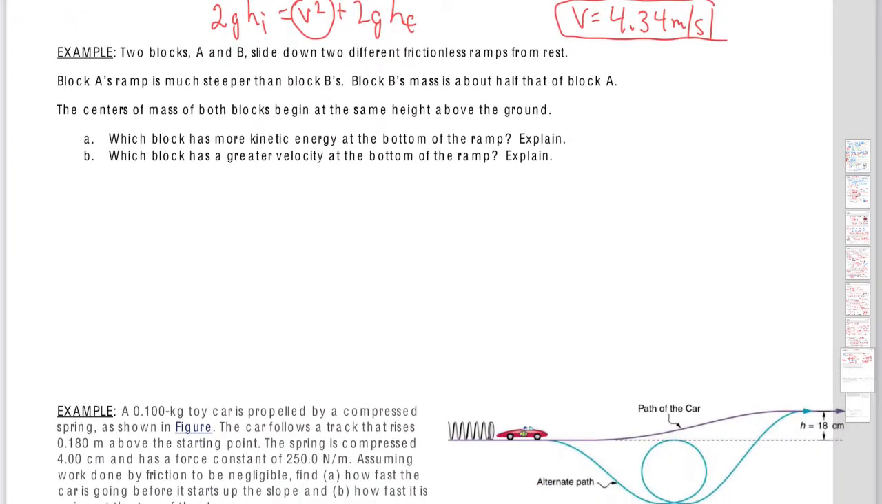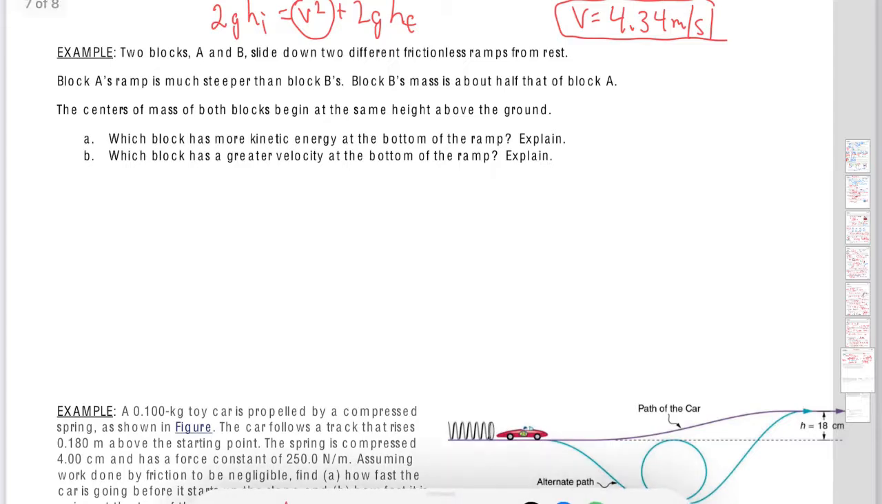Alright, the next part says two blocks, A and B, slide down two different frictionless ramps from rest. Block A's ramp is much steeper than Block B's. Block B's mass is about half that of Block A. The centers of mass of both blocks begin at the same height above the ground. Which block has more kinetic energy at the bottom, and which block has a greater velocity at the bottom of the ramp?